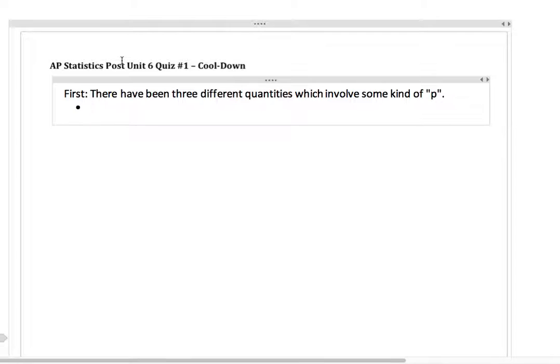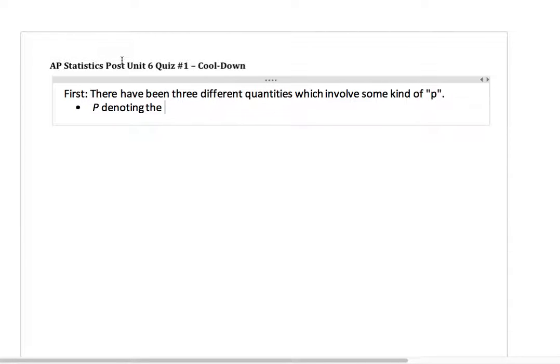So one of those quantities is, I'm going to say italic P, P denoting the parameter for a true population proportion. Now we're not going to stick with just proportion procedures, so we'll move beyond this soon, and I think this little bit of confusion will go away. But the P for proportion parameter is the true value of whatever percentage you're seeing in some kind of population of interest. So you have that.